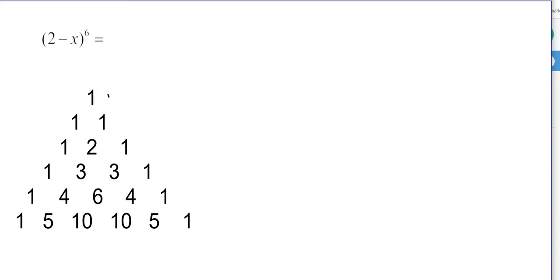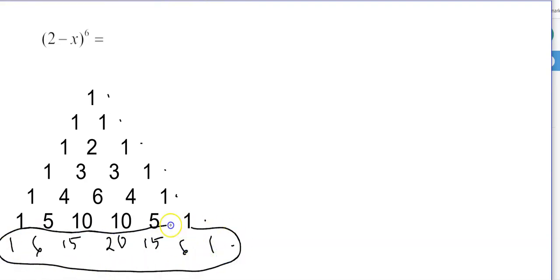So 0, 1, 2, 3, 4, 5. Uh-oh, I need the next row. So 1, 6, 15, 20, 15, 6, and 1. So those are what I need.